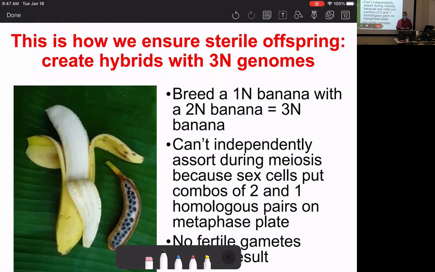Bananas that you see in the store have three copies of each of their chromosomes. They're engineered this way. It's not the same engineering you hear of with some deeper molecular stuff with agriculture. Basically, you can get to the point where you have a 1N banana, breed that with a 2N banana, and lo and behold, you can get a 3N. Now the process to get a haploid banana, it's not impossible.